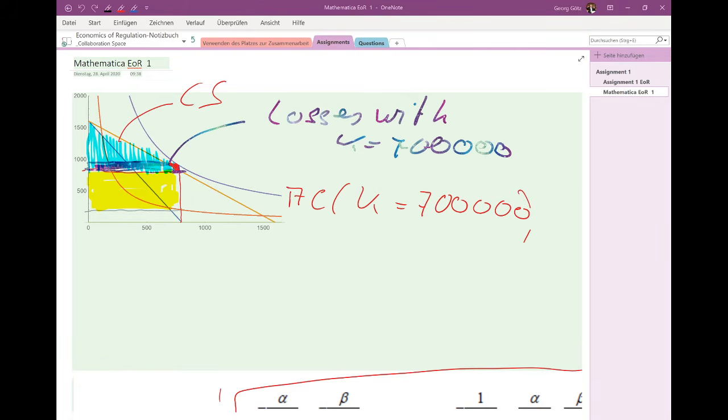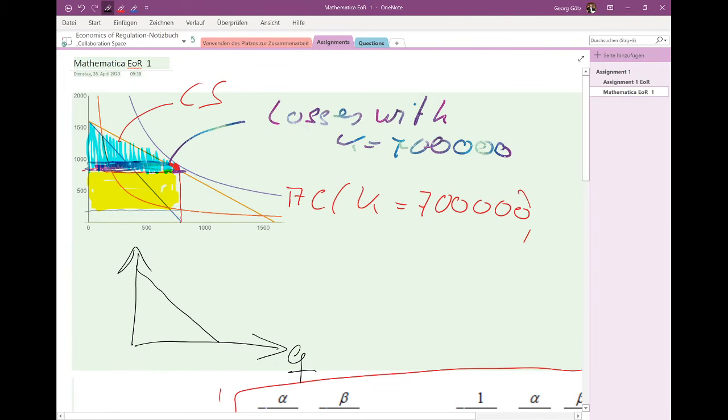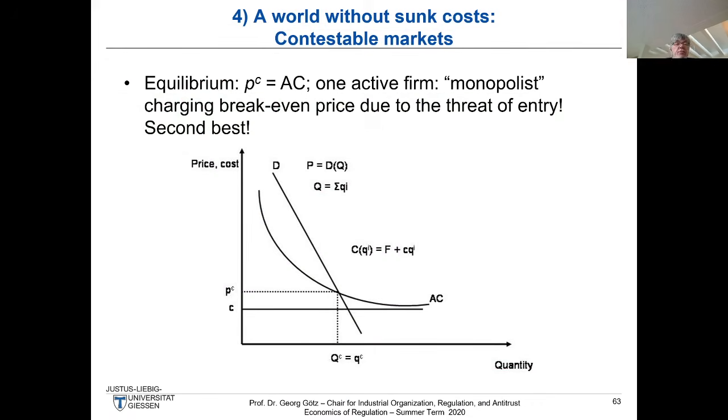Probably I should erase it, but then I just draw it again. Okay, here you have Q, here you have the demand curve, here you have P, of course, here you have the demand curve, here you have some marginal cost MC, and you have some average cost, which look like this here.